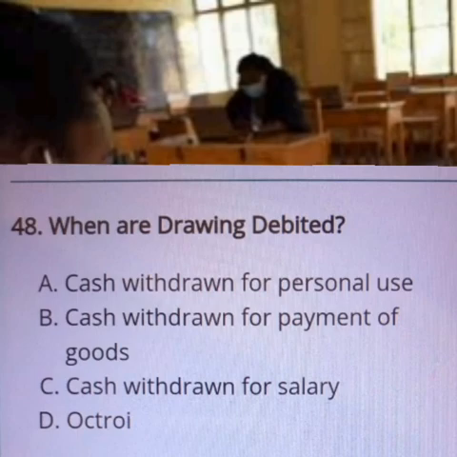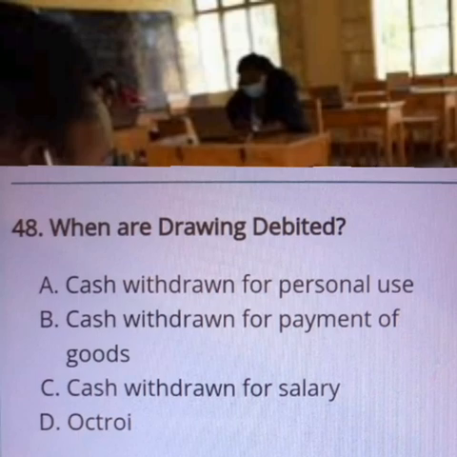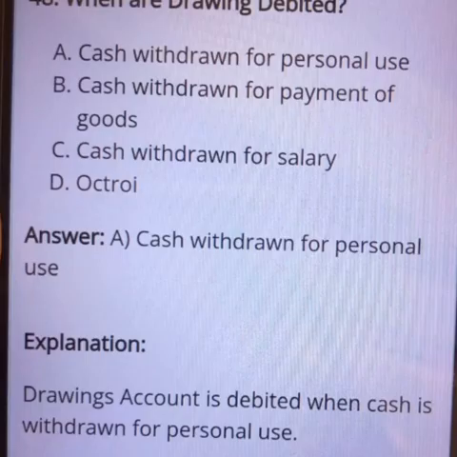Question number 48. When are drawings debited? A. Cash withdrawn for personal use. B. Cash withdrawn for payment of goods. C. Cash withdrawn for salary. D. Octroi. Answer A. Cash withdrawn for personal use.